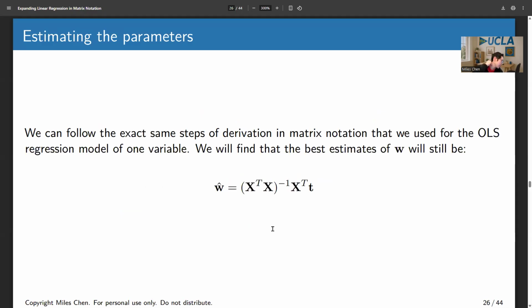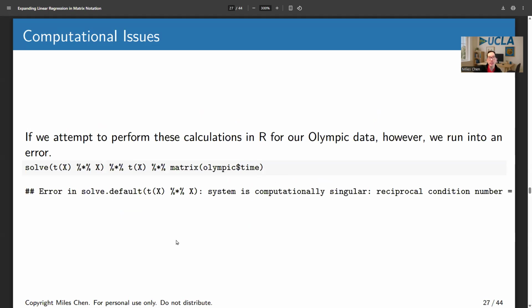You can just still do the same thing, take the gradient with respect to W, set it equal to 0 and solve, and you get the same results. Okay. So we say, well, let's estimate W hat by doing X transpose X inverse X transpose t.